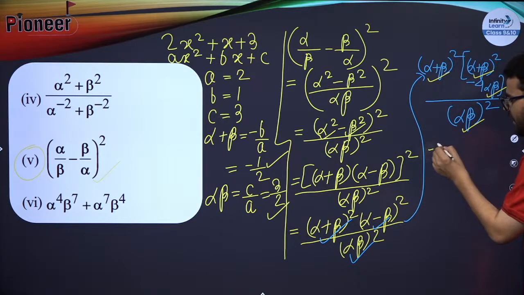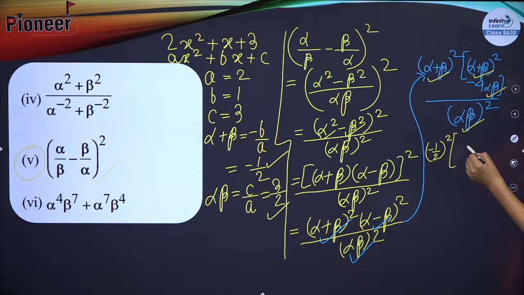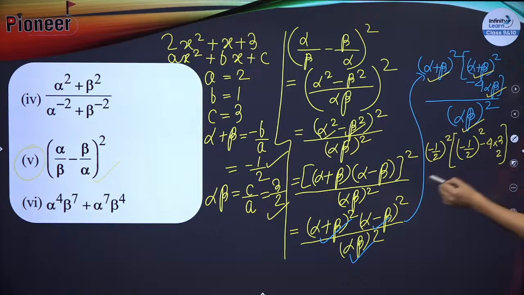Alpha plus beta is minus 1 by 2. Just put it over here, minus 1 by 2 the whole square. And over here, alpha plus beta is minus 1 by 2 the whole square, minus 4. Alpha beta is what? Alpha beta is 3 by 2. Just put 3 by 2 over here. And in the denominator also, it is 3 by 2 the whole square. So this is the answer. Just simplify. It's not such a big calculation. You'll be able to do it immediately. I hope it is clear.